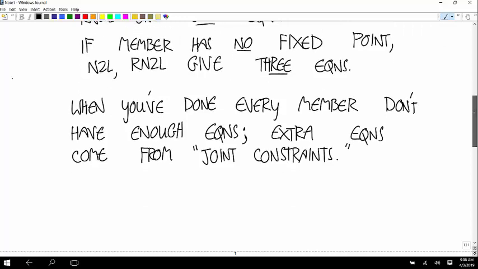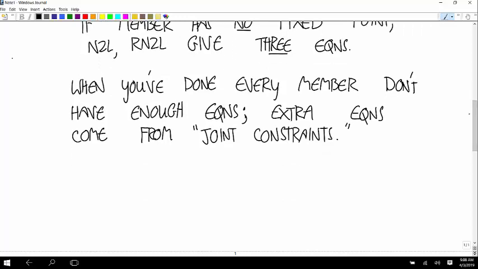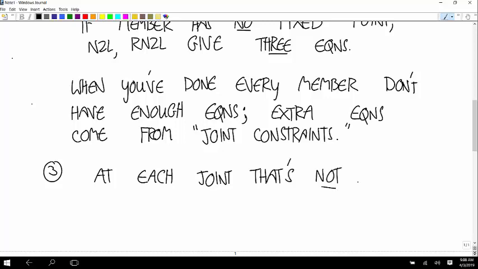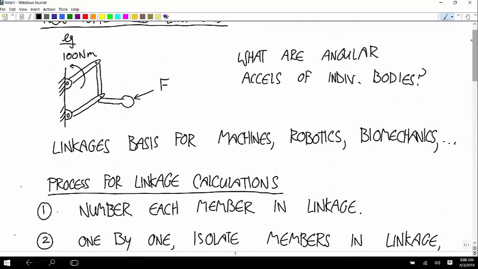Okay, so now you've used Newton's laws for every member. You still have more variables than equations. And the last step is, at each joint that's not fixed, so that's what we were just talking about. So in the example up here, two of these joints are fixed points. We don't have to worry about those. But two of them are not fixed.